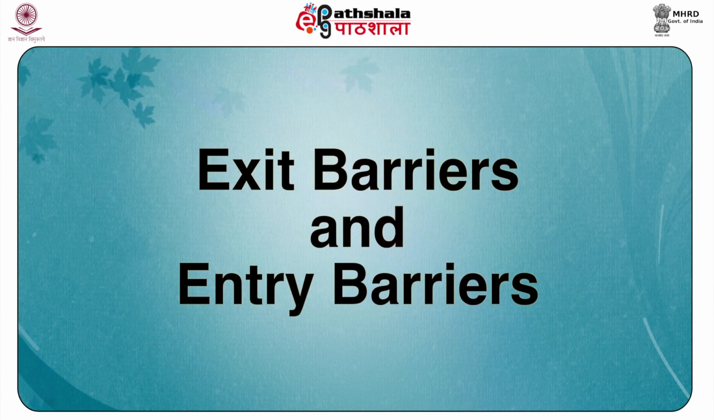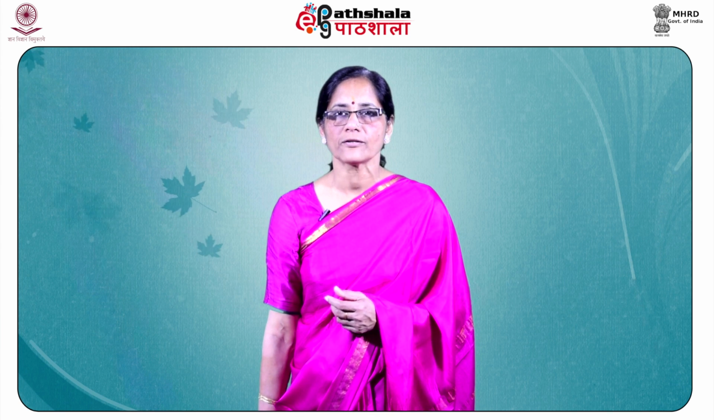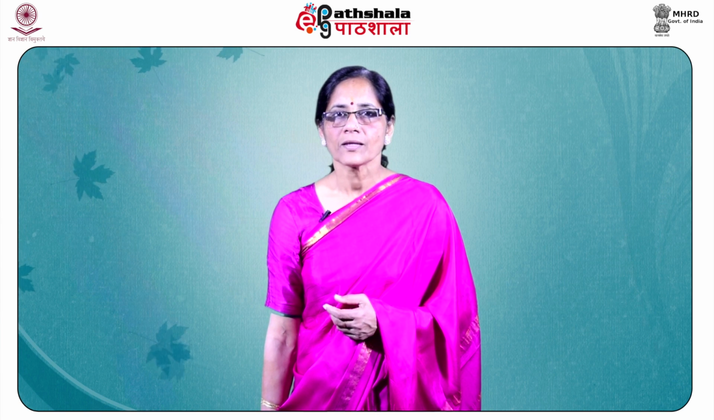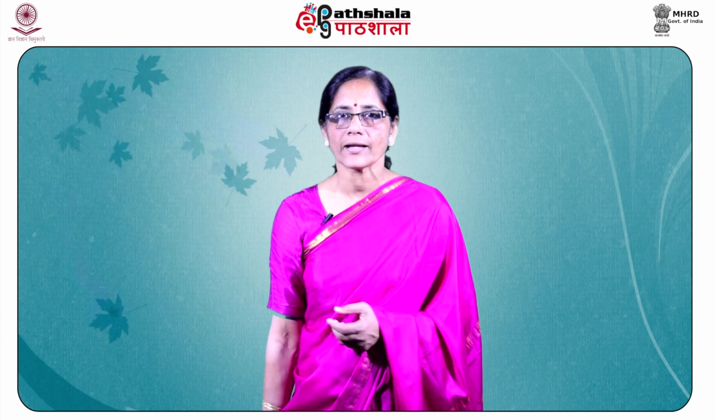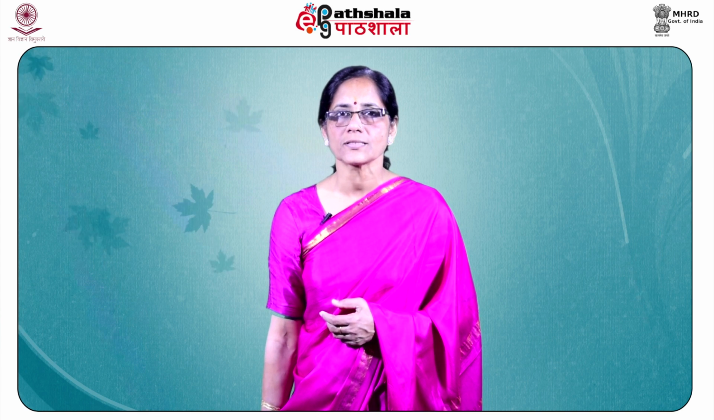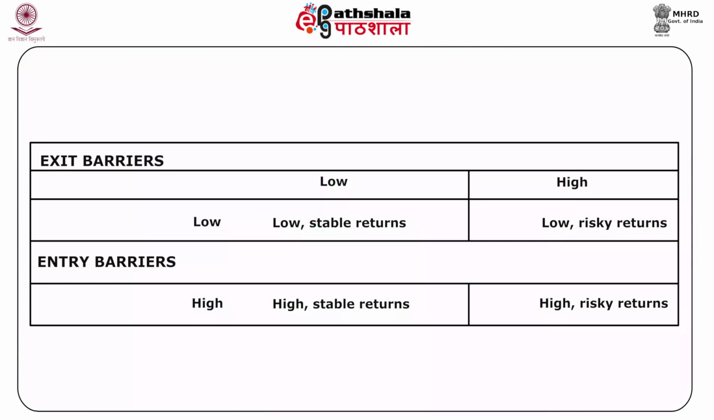Then we have exit barriers and entry barriers. Joint levels of entry and exit barriers are important for the analysis of an industry. Let us suppose that there are two levels of exit and entry barriers, high and low. The payoff matrix for this case is shown below. The best situation is when the industry has high entry cost but low exit cost. When both the entry and exit barriers are high, then firms have high but risky returns. Since entry is discouraged, the unsuccessful firms will stay and compete in the industry.